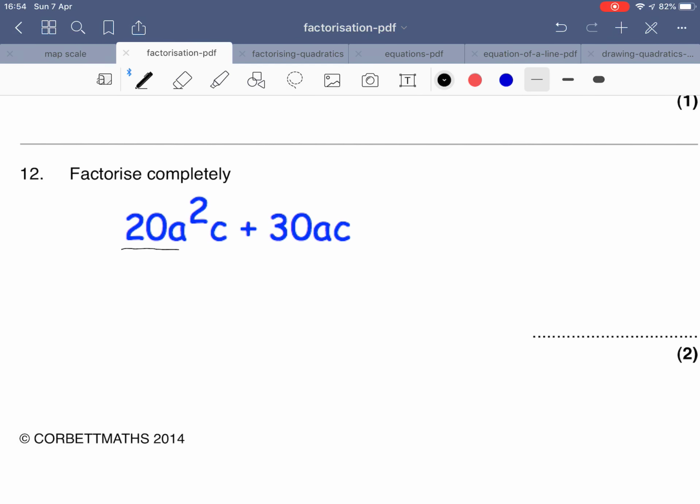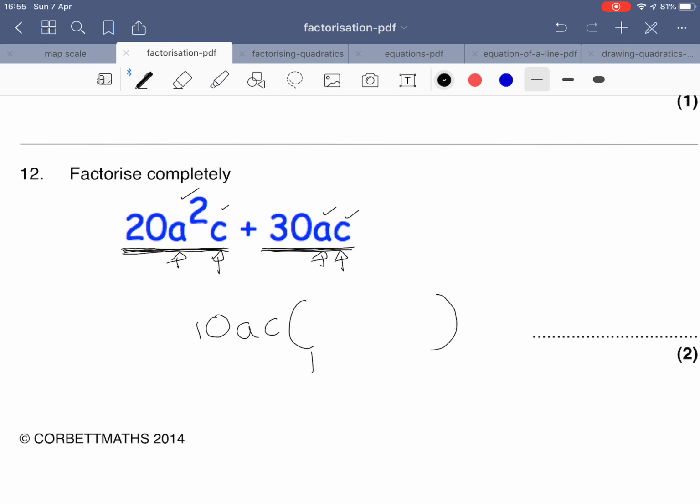Okay, next one we got 20a squared c plus 30ac. So we need what is in 20a squared c and 30ac. I know a number goes into both of these, so I know they're both in the 10 times table. They also both have an a, so we can factorize out the a, and they also both have a c, so we can also have that outside of our bracket. Remember, outside the bracket is everything that can go into both of them. So I've got a c and an a in both of them.